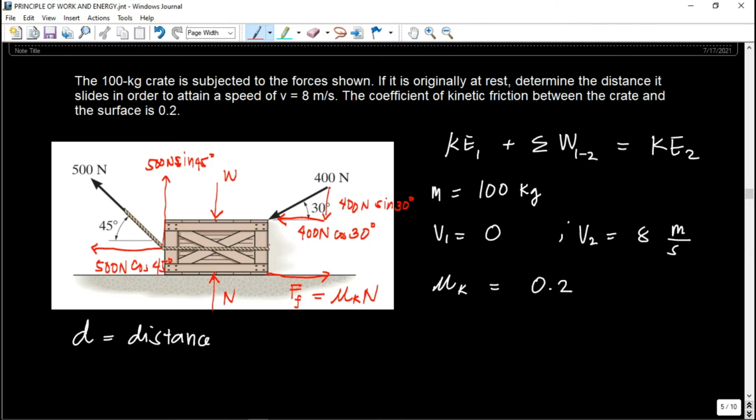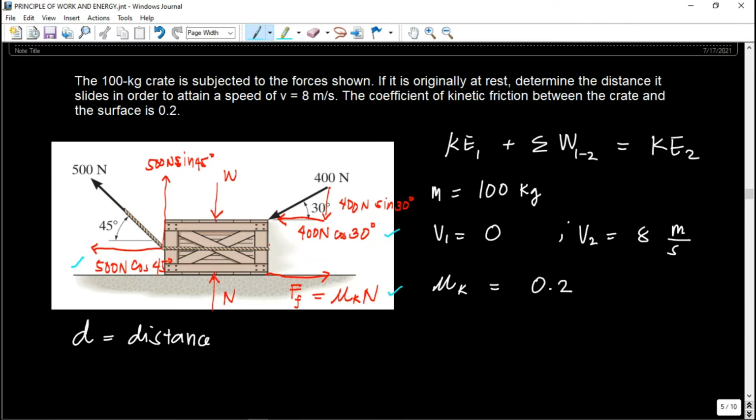So what are the forces that do work on the system? This is 500 newtons cosine 45, since it is on the x-axis. This is 400 newtons cosine 30 degrees, since it is also on the x-axis. And we have here the frictional force, since it is also on the x-axis. But we need the y component to get the normal force.